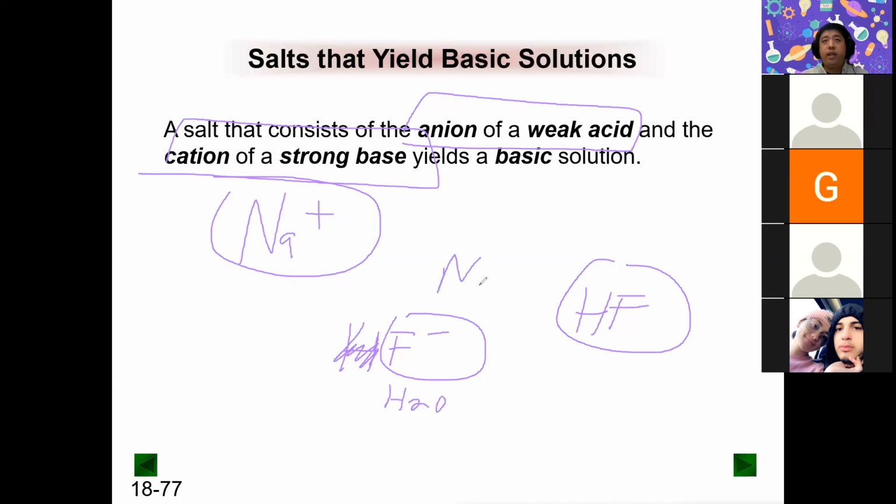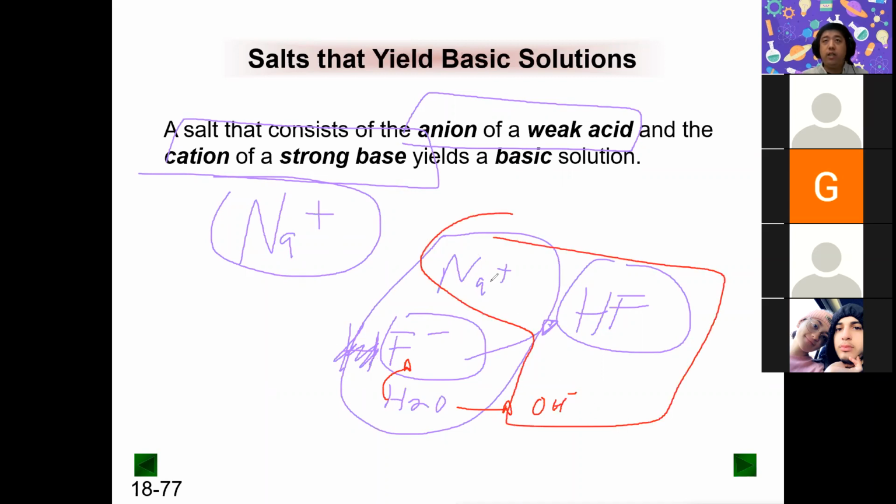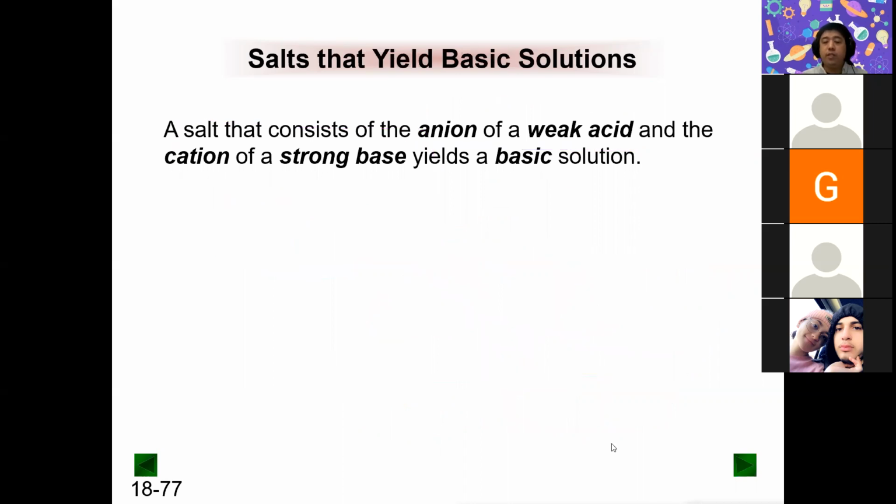H2O, F minus, and Na plus. Where is it going to get the H from to become HF? Where does it pick up that hydrogen? From the water, right? When it picks up from the water, then what happens to our water? It changes into OH minus. So what I have in my solution now is this: Na plus, HF, and OH minus. So OH minus makes my solution slightly basic. Does this make sense to everyone so far?